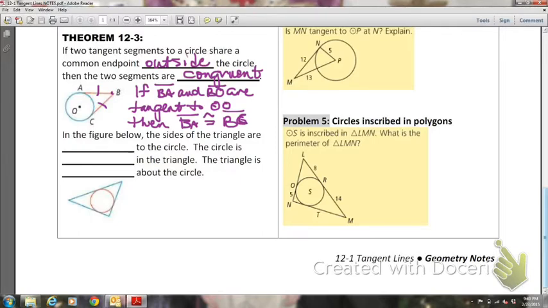The last part of this is just some definitions for tangent. In the figure below, the sides of the triangle are tangent to the circle. And if they're tangent, the circle is inscribed in the triangle and the triangle is circumscribed about the circle. So that's just some definitions to put that into perspective. Let's look at the problems and apply these theorems.